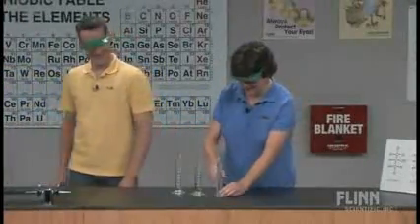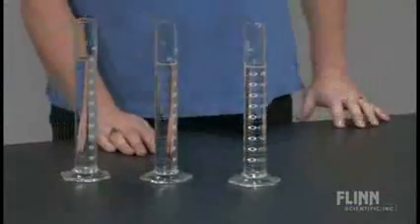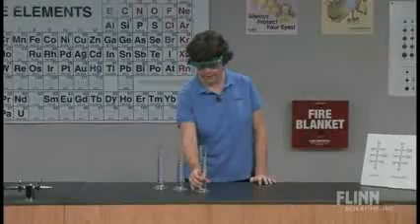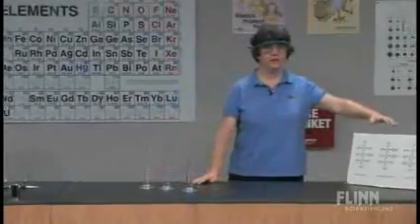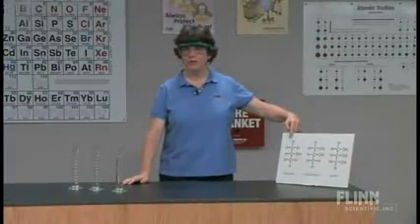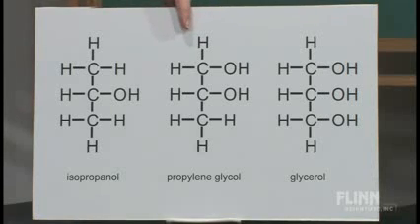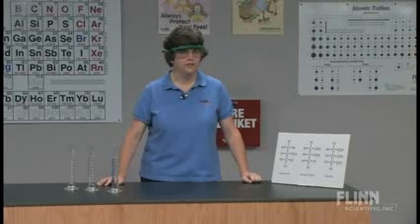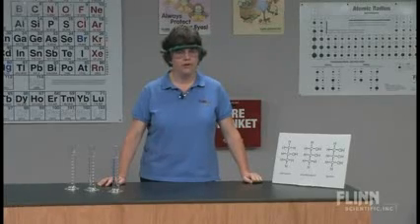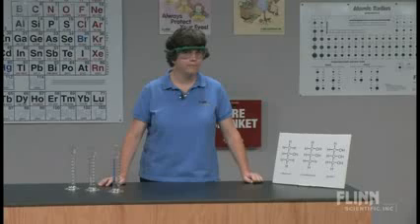Thank you very much. Now we have three graduated cylinders that are filled with a liquid. What I have in here are these three liquids. I have isopropanol. I have propylene glycol, or propane diol, it's also called, and I have glycerol. All three of these are 3-carbon chains. All three of them have alcohol groups on them. All three of them should exhibit hydrogen bonding.